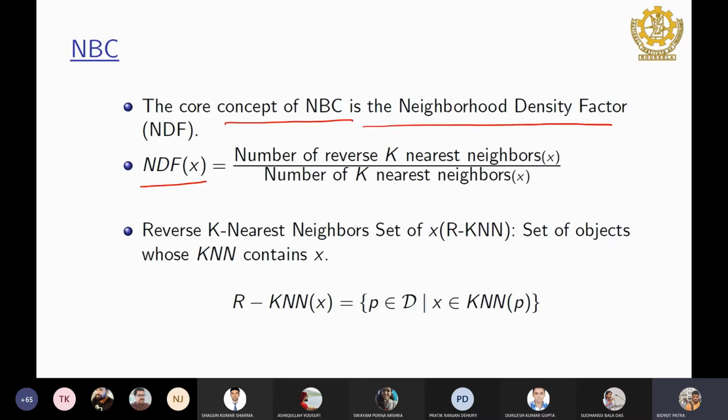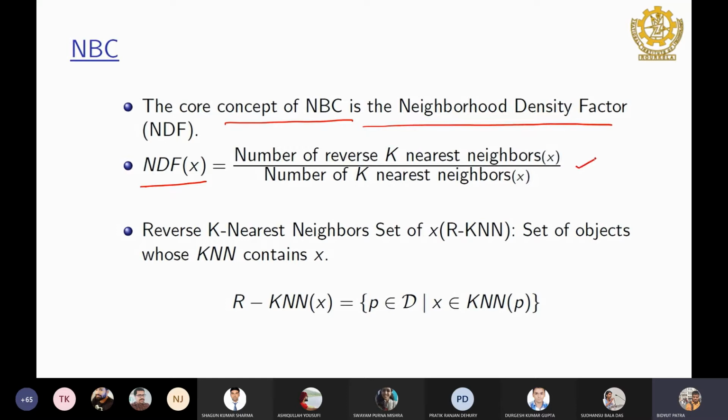If you understand this very clearly, then you can understand the rest of the algorithm very easily. So what is that NDF? That is the neighborhood density factor. It is the ratio of two parameters: the number of reverse k nearest neighbors of the point X divided by the number of k nearest neighbors of the point X. So that is the NDF.